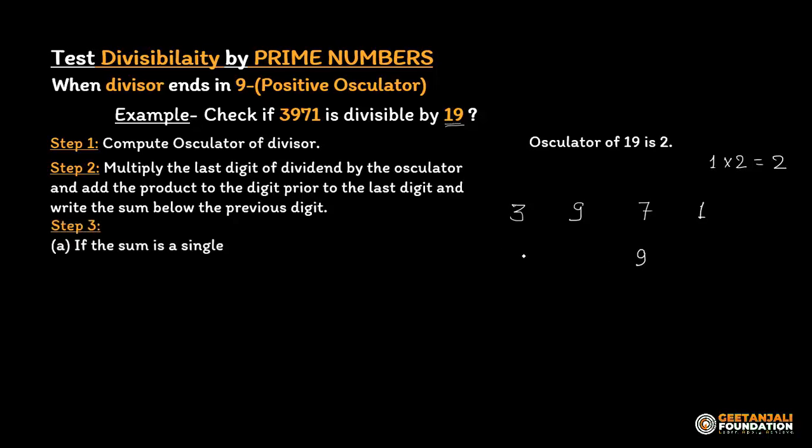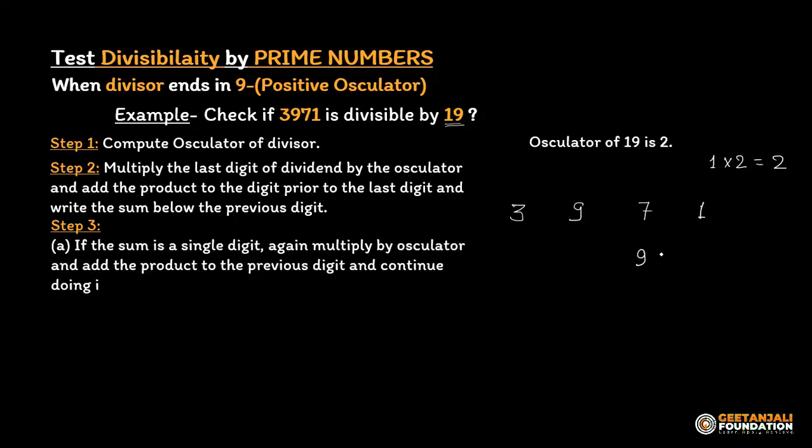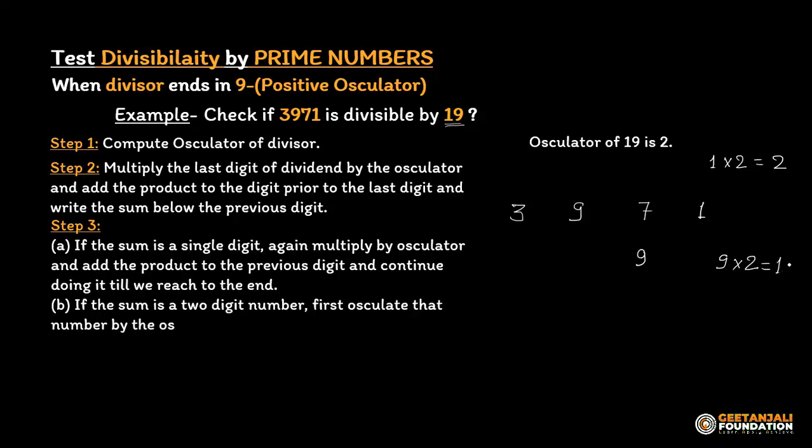Now as per the next step, this is a single digit number. Sometimes you may get a 2-digit number as well. When this is a single digit number, we multiply this digit, this 9, with the oscillator. So 9 2s are 18. Whatever number comes, we add that to the 9. So 18 plus 9 will give you 27.